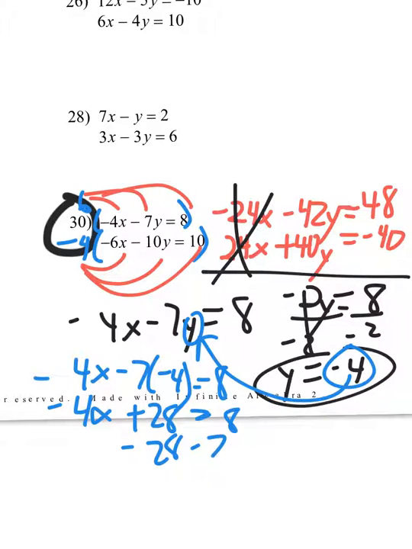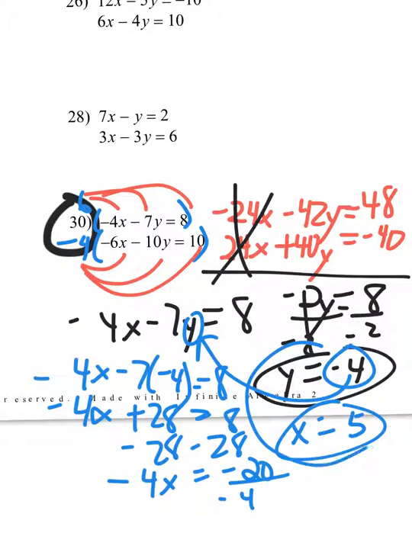Subtract 28, subtract 28. So negative 4x is equal to 8 minus 28, which is negative 20. Divide by negative 4, so I get x is equal to positive 5. Again, we should take these two right here and write them as an ordered pair. So it's 5 first, because that's my x value, and then negative 4.